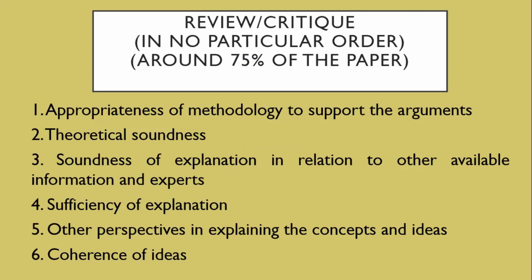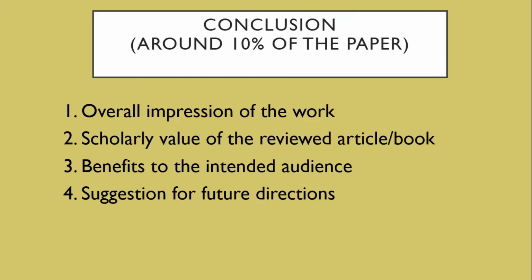And the third part is the review or critic, in no particular order, which is around 75% of the paper. And it includes the appropriateness of methodology to support the arguments, theoretical soundness, soundness of explanation in relation to other available information and experts, sufficiency of explanation, other perspectives in explaining the concepts and ideas, and coherence of ideas. And the last part is the conclusion. And this is around 10% of the paper. And it includes overall impression of the work, scholarly value of the reviewed article or book, benefits to the intended audience, and suggestions for future directions.